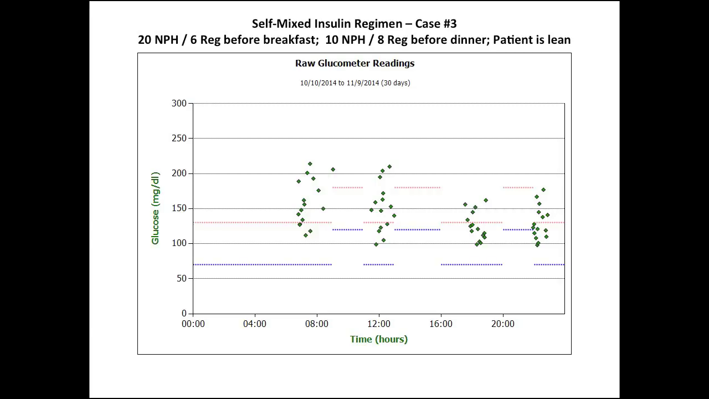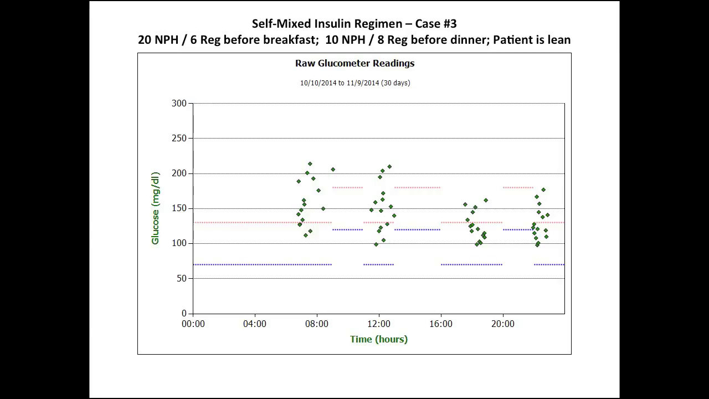All right, so this one's a more complicated one. He's on 20 of N in the morning, 6 of regular before breakfast, 10 and 8 before dinner, but he gives you the history that between 1 o'clock and 3 o'clock in the morning, he wakes up sweaty, he gets hypoglycemic, and this occurs 2 to 3 times a week.